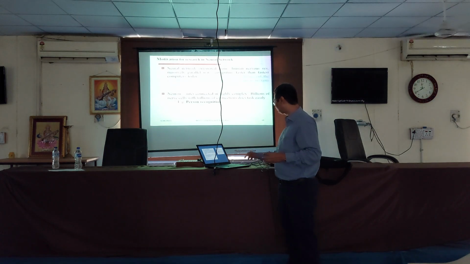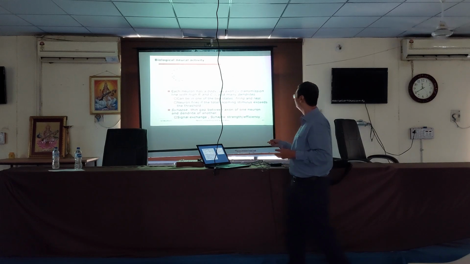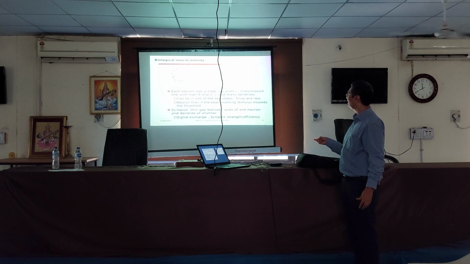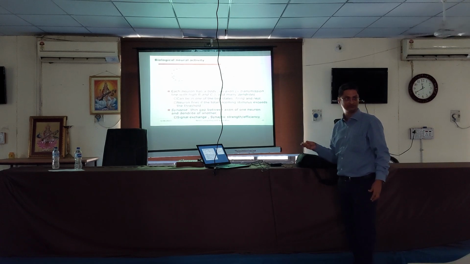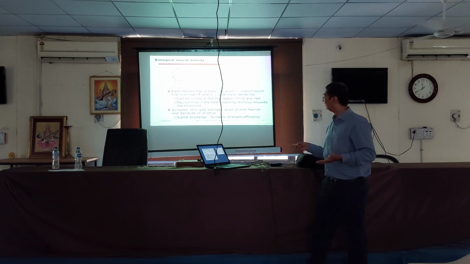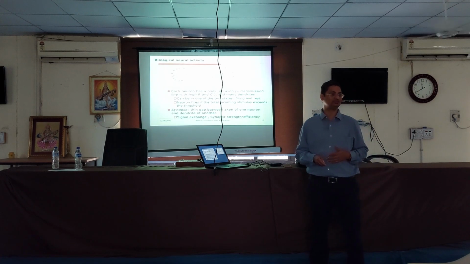So neurons typically look like this. This is a typical neuron. That is a nucleus. Then there are axons. Then there are dendrites. Similar sort of things are there in ANN also. Correct? So the entire power comes from this massively parallel mechanism.